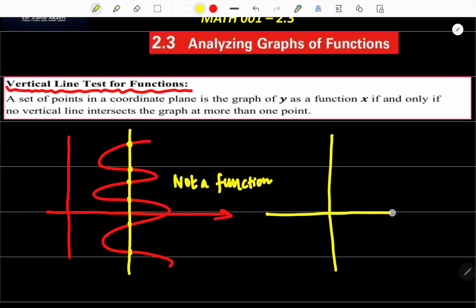Suppose I give you another graph like this. This is a straight line. Now, if I draw a vertical line, it cuts at only one point. So it is a function. Clear, all of you? Function in the sense, y as a function of x. So if it cuts one point, it is a function. If it cuts more than one point, it is not a function. Clear, all of you?